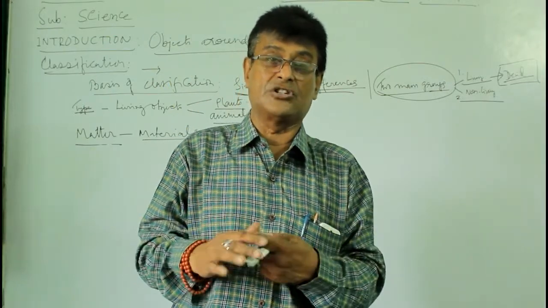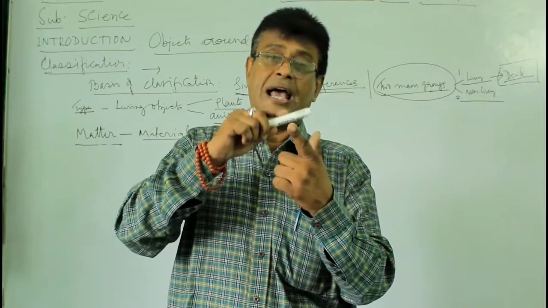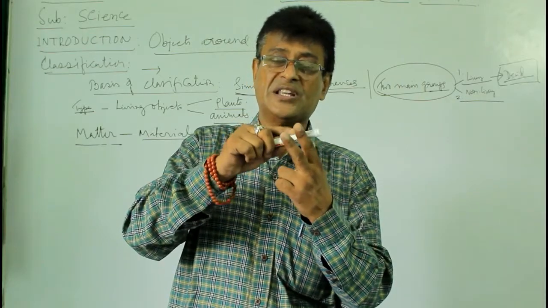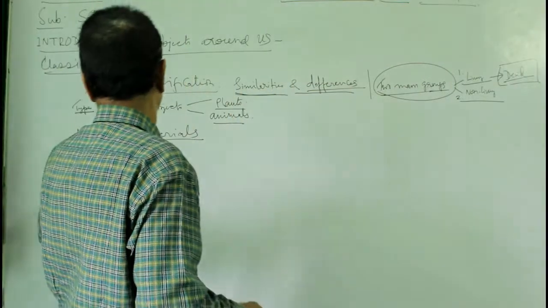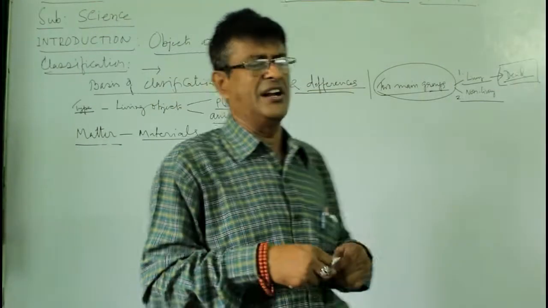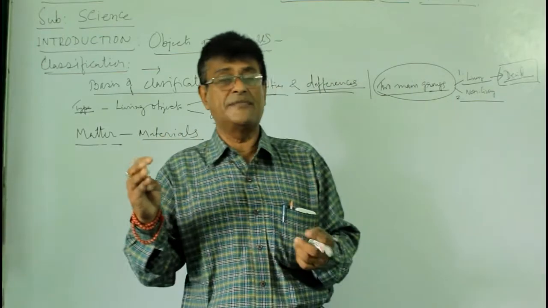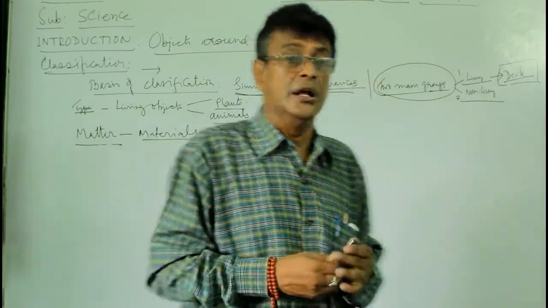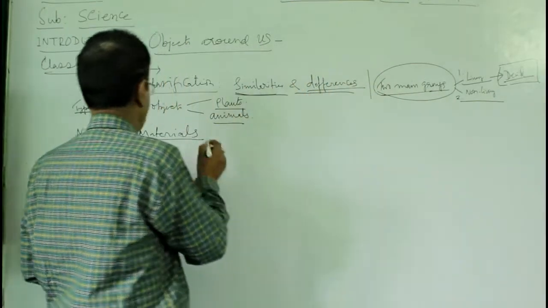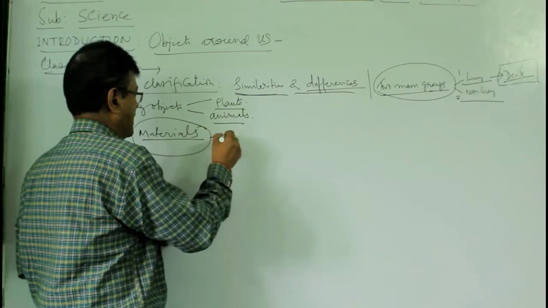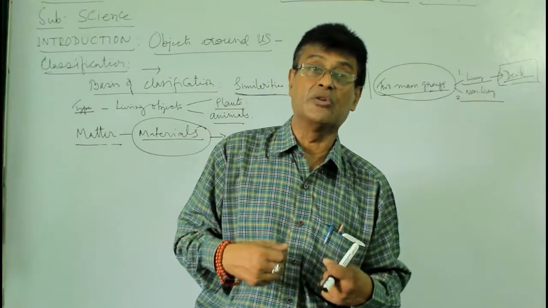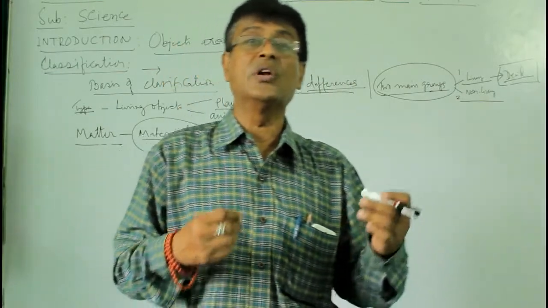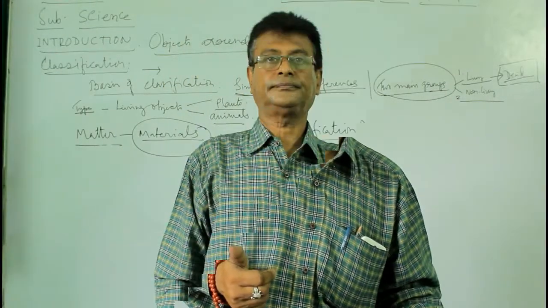What are the characteristics of matter then? It has mass, occupies space, and can be realized by the senses. Right? Okay. Now, there are several kinds of matter. Liquid matter, solid matter, gaseous matter, all there. The matter which comes to our daily use is known as materials.